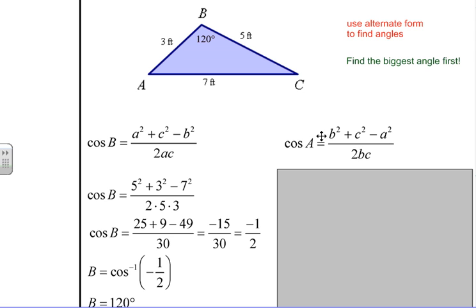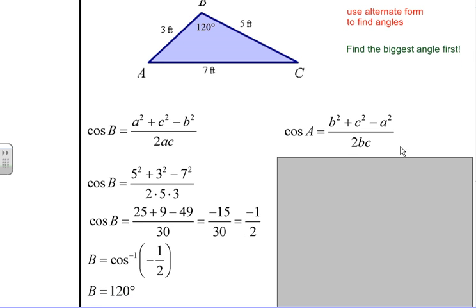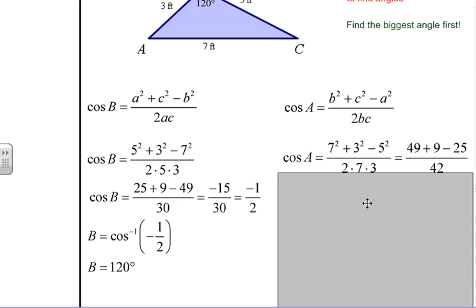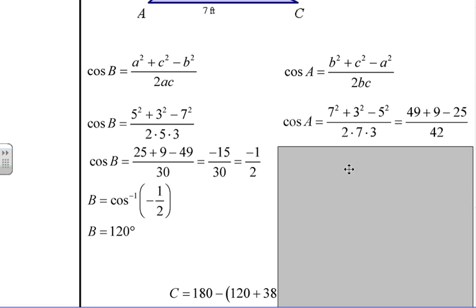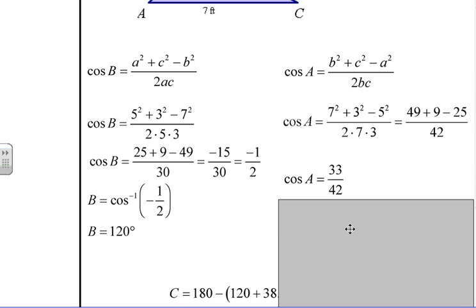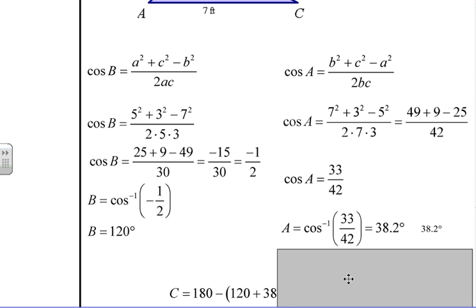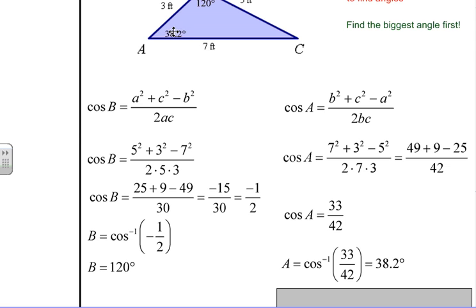So here, the cosine of A is equal to b squared plus c squared minus a squared all over 2bc. And plugging in our values, that's going to give me 49 plus 9 minus 25 all over 42. So that means that the cosine of A is 33 over 42. So A is going to be the inverse cosine of 33 over 42, which is 38.2 degrees. So I'll take that, put my A in here.